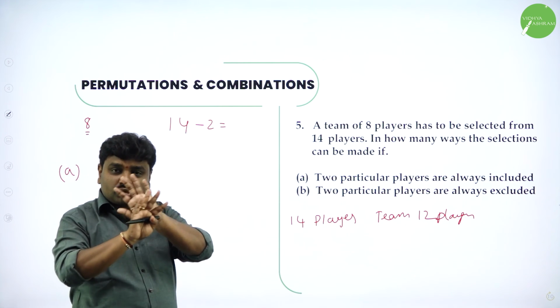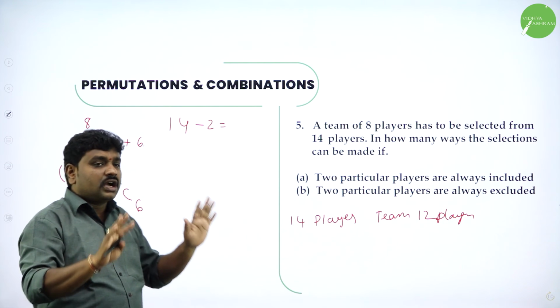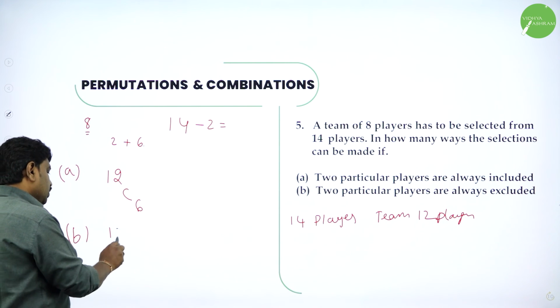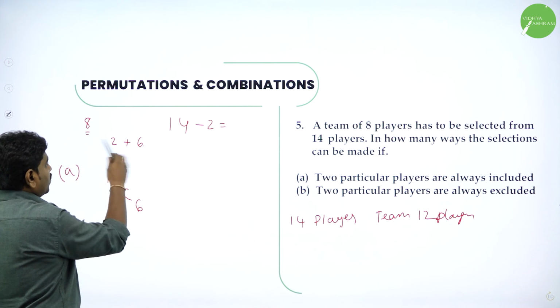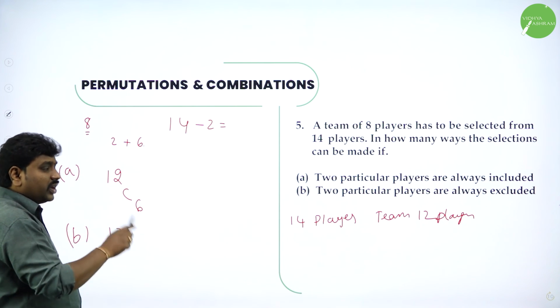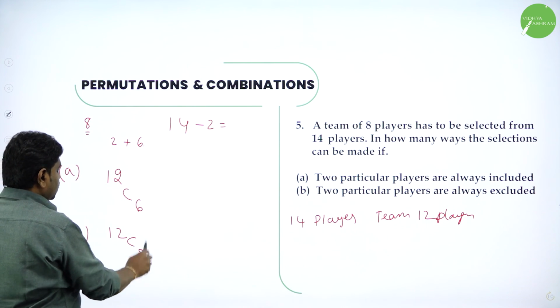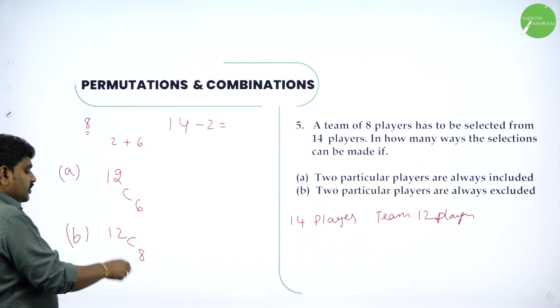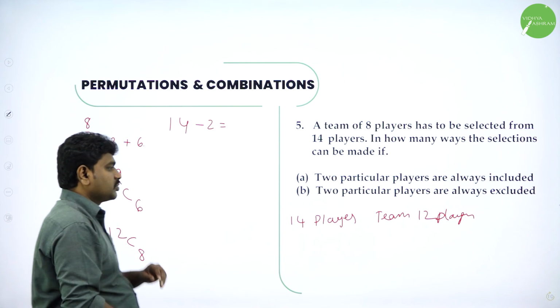Second one, 2 are always excluded. 2 players you should not take. Out of 14 I cannot take 2, which means I have only 12. So out of 14 I should remove 2. So I have only 12. In 12 I should select all 8. 12C8. First one 12C6, second one 12C8. You know how to expand this, you can expand.